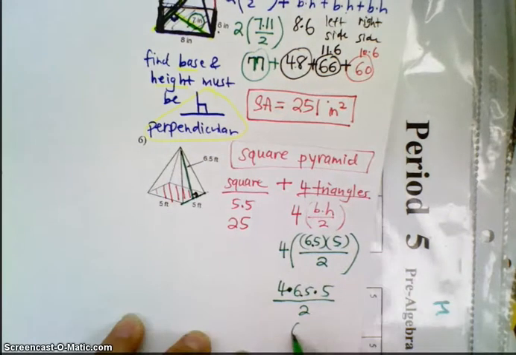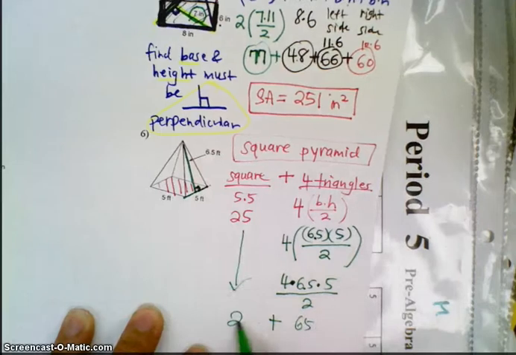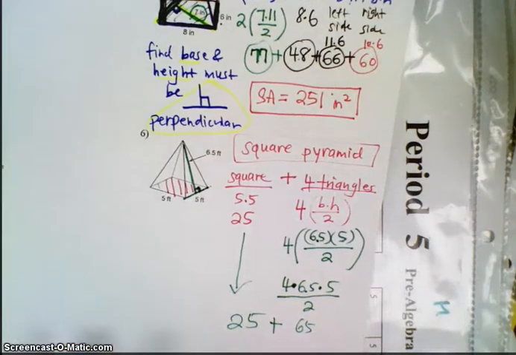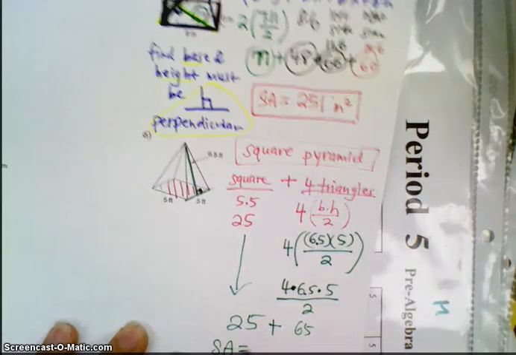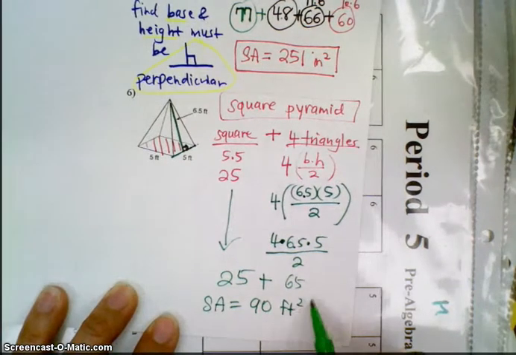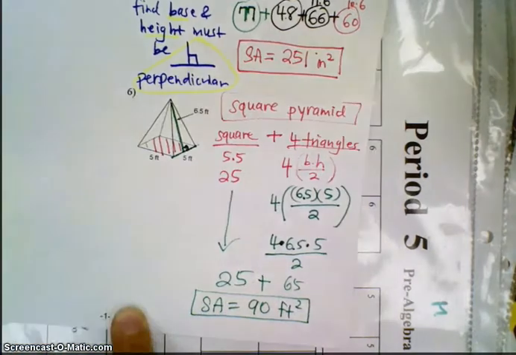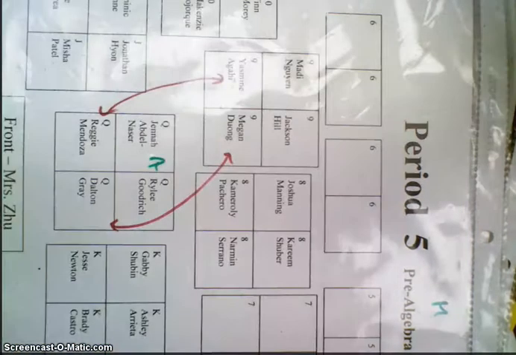Okay, so you're going to get 65. Then you're going to add that with the 2 squares from earlier, which is 25, which gives you a grand total of our surface area equaling 90, and my label, feet squared. Okay? All right, let's go to the back side.